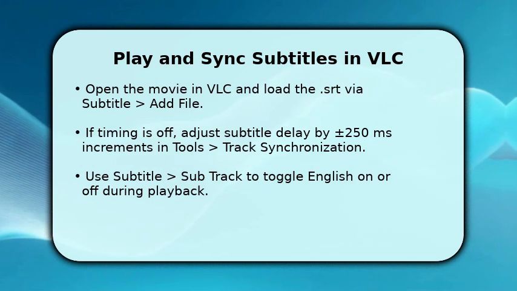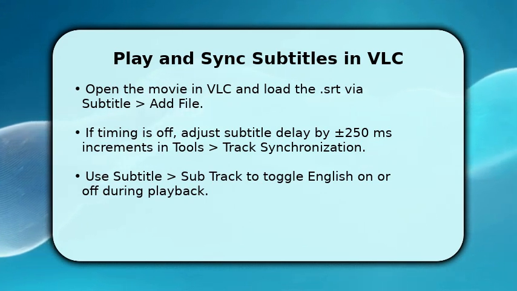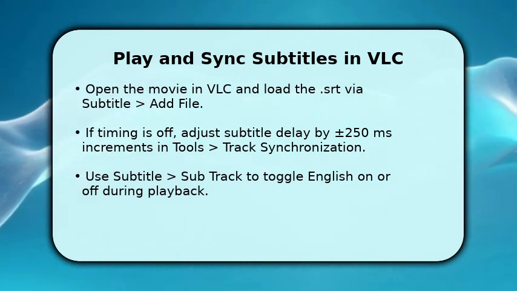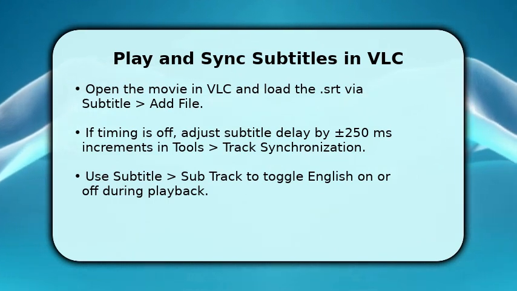If subtitles are out of sync, adjust delay in Tools, then Track Synchronization, by increments of 250 milliseconds. Shift forward or backward until dialogue lines match lip movements precisely. Use Subtitle, then Sub Track, to switch the English track on or off while watching. Save any preferred delay values by noting the milliseconds for future playback with the same release.